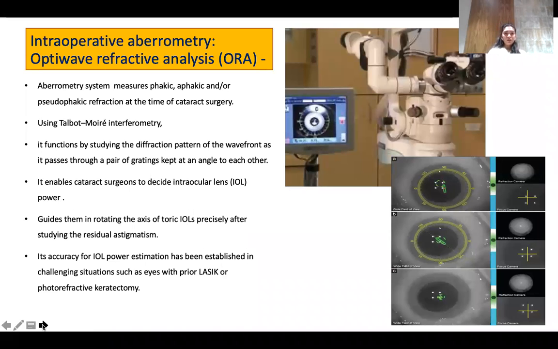So a short discussion about intraoperative aberrometry, or the Optiwave Refractive Analysis, ORA. Now, this is a system which helps us measure the phakic, aphakic, and pseudophakic refraction at the time of cataract surgery. So it also helps you accurately determine IOL power calculations in eyes with prior LASIK or PRK. It also gives you a guide to determining the accurate toric IOL alignments and hence managing residual astigmatism. Next slide, sir.